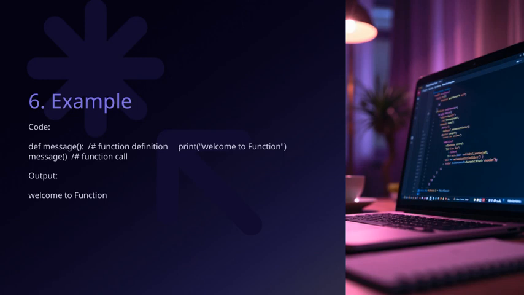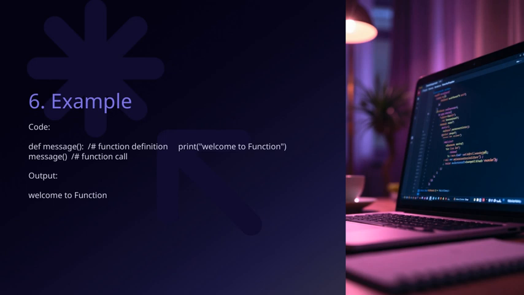Here, we define a function called message. The line def message is where we establish the function's name and its structure. The comment, #function definition, just helps us remember what that line is doing. Inside the function, we have a print statement that outputs "welcome to function" when the function is called. And finally, we call the function with message. This triggers the code inside the function to run, and the output appears in the console.